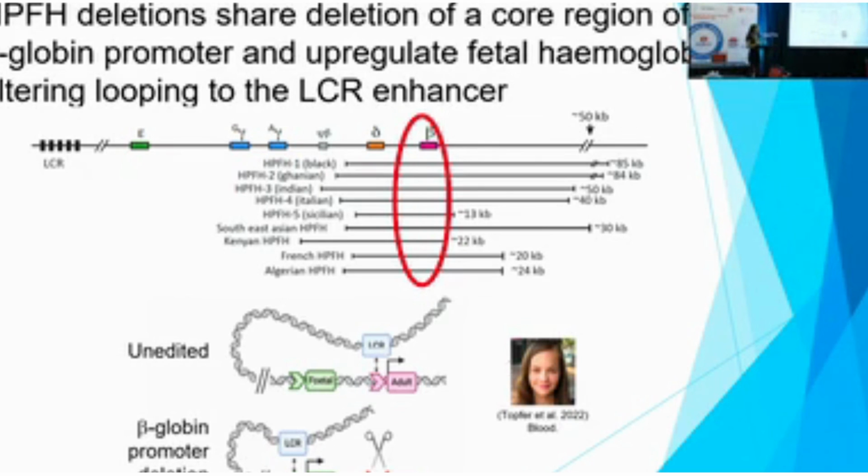And what we found was that the deletional HPFH mutations prevented the LCR from looping to the adult globin gene, and instead it looped to the fetal globin genes. And what that told us is that we think the way these deletions work is by altering the looping, and this means that the fetal hemoglobin is turned on when these mutations are present.